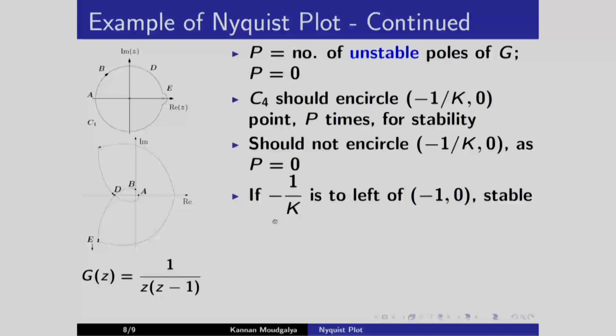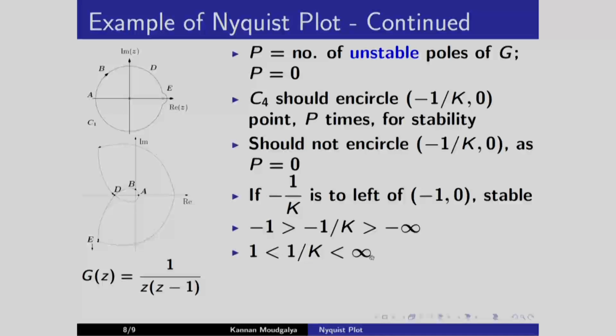So if minus 1 by k is to the left of the minus 1 comma 0 point, the closed loop system is stable. So we get the condition that minus 1 by k should be less than minus 1 but greater than minus infinity. In other words, it is to the left of the point D. When I change the sign, the direction of the comparator operator changes. So let me multiply throughout by minus 1, greater than sign becomes less than.